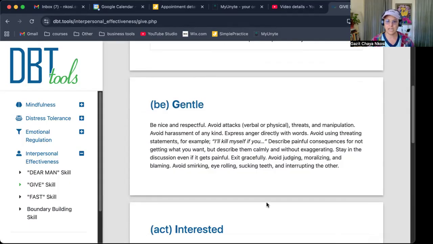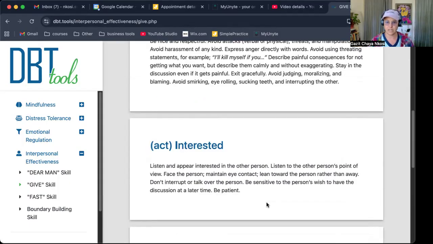And that's going to lead into acting interested. So we're going to show up like we care about what they think and less like we're telling them that they're bad, right? These two kind of go together. So we're going to be like, hey, I'm curious why you said that thing about who could love each other. And I like this one: be sensitive to the person's wish to have a discussion at a later time.